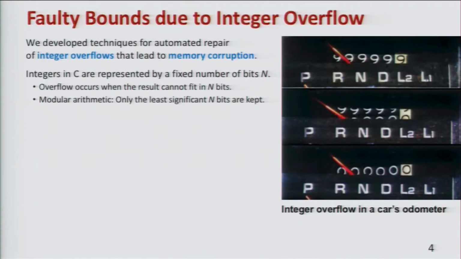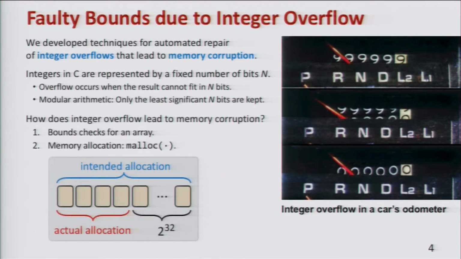So we have developed techniques for automated repair of integer overflows that lead to memory corruption. Integers in C are represented by a fixed number of bits n. Overflow occurs when the results of an arithmetic operation cannot fit in the number of bits available. With unsigned integers, this leads to modular arithmetic in which only the least significant n bits are kept.